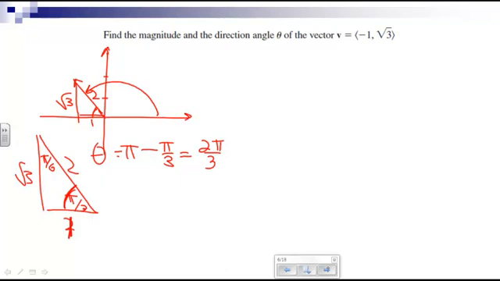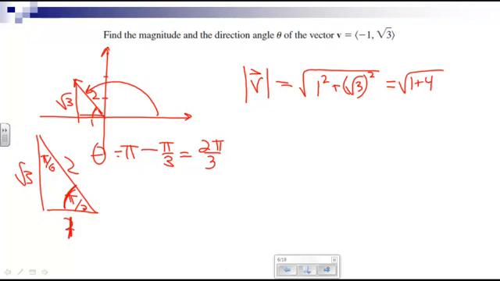Well, I just saw that it's one of our famous triangles, but if we wanted to, we could say the magnitude of this vector v is equal to the square root of 1 squared plus root 3 squared, which is the square root of 1 plus 3, which is the square root of 4, which is 2. The magnitude is 2, if we want to do that all by hand. And that's a typical thing we might do with vectors.